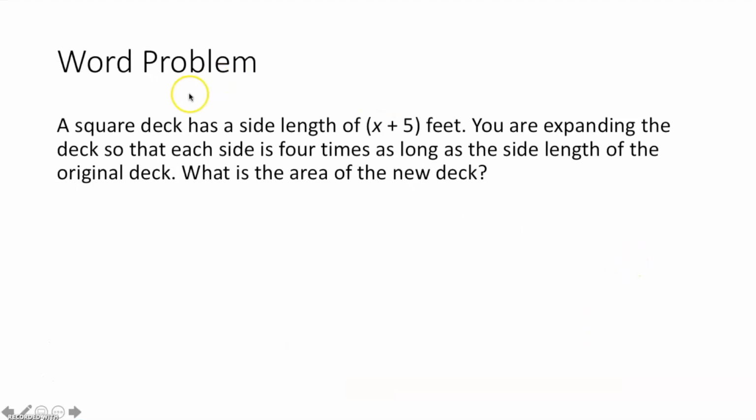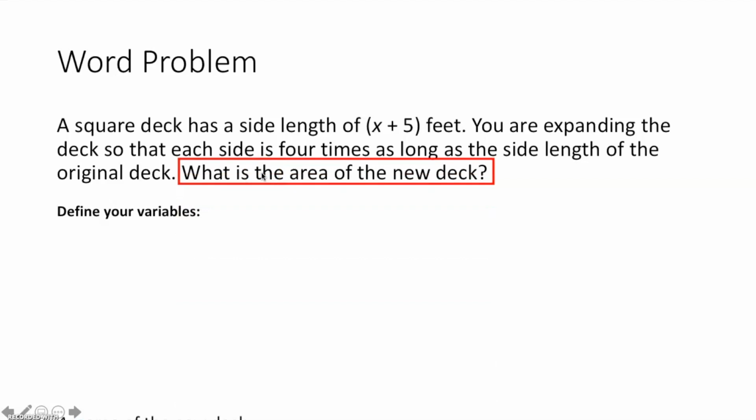Now our word problem says a square deck has a side length of x plus 5 feet. You are expanding the deck so that each side is 4 times as long as the side length of the original deck. What is the area of the new deck? So step 1 in the word problem, we're not scared. We can do this. Step 2, we got to define our variables. So what are our variables? Well, in this question, what is it asking? It says, what is the area of the new deck? So we'll say A is the area of the new deck.